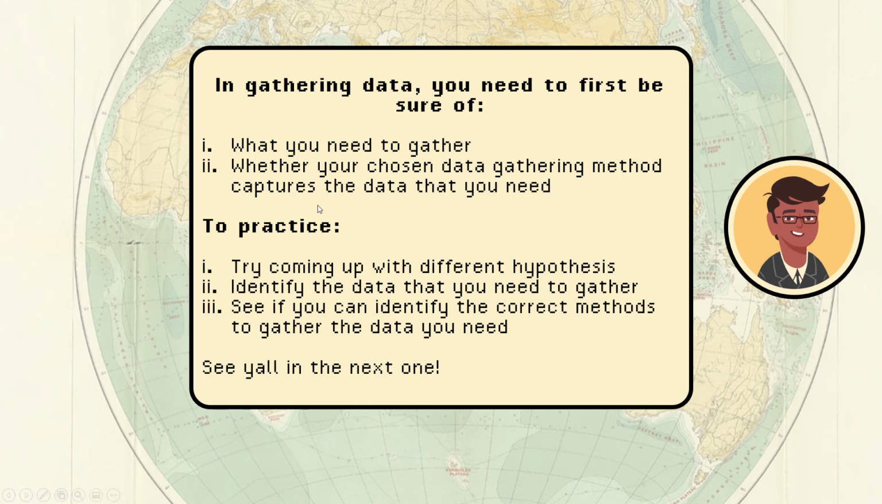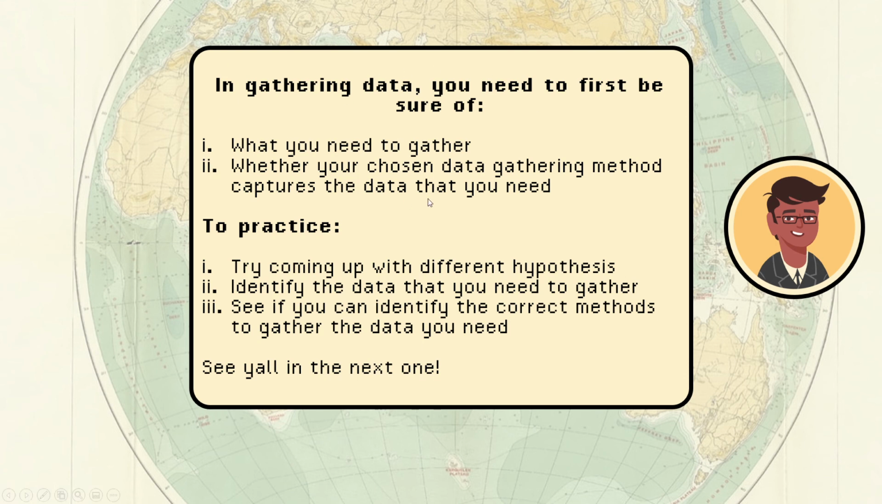One word of advice that I can give you, if you want to practice: try coming up with different hypothesis statements and then try to identify the data that you need to gather. After you have done that, see if you can identify the correct method to gather the data that you need. If you are able to do all these 3 steps easily, I would say that you get the idea of what I'm trying to say in this first part.